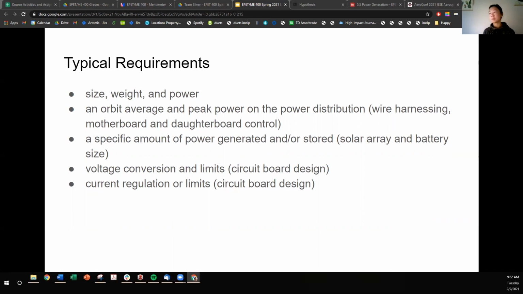You can look at a specific amount of power generated and/or stored. This affects the way you size the solar array and battery size. You can look at voltage conversion and limits between different components. You can also look at current regulation or limits. So these interfaces between components will affect your circuit board design.